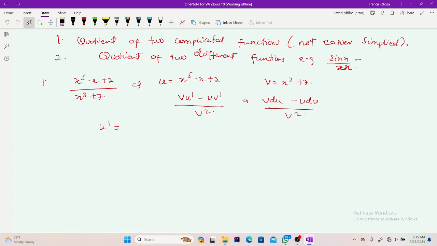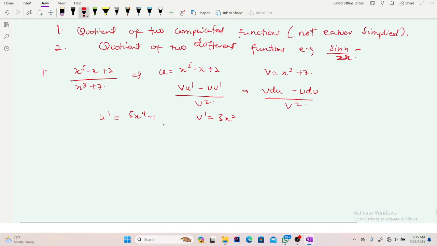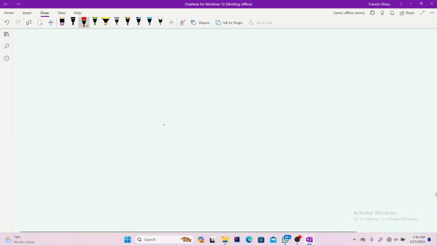So what is u prime? To find u prime, you simply differentiate this. That would be 5x to the power 4 minus 1, because the 2 will be 0. v prime will be equal to 3x squared. Then the next thing to do is to subtract. So v du, right?